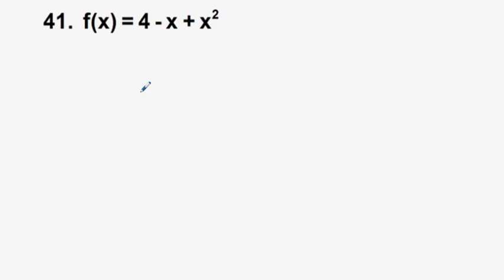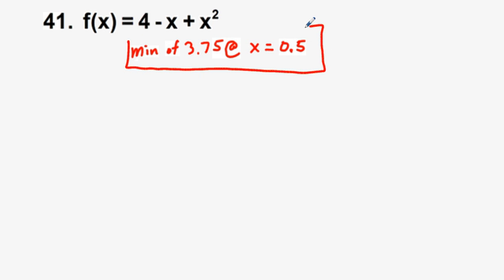So we say minimum of 3.75, and that minimum occurs at, and I'll just put a little ampersand here, at x equals 0.5. We could have put 1/2. And that is our answer.